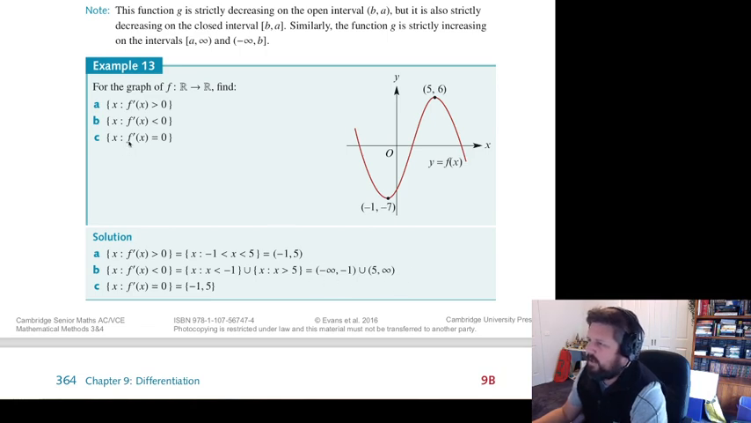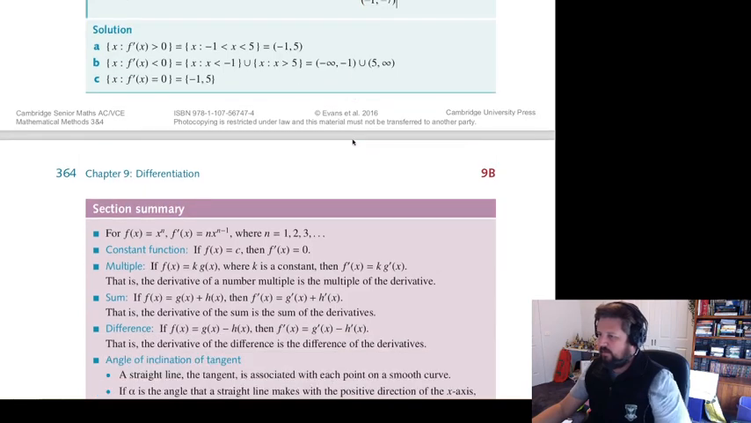Last but not least, it's saying, when is the derivative equal to 0? Basically, you're looking for stationary points where it's changing direction. Obviously, it's changing direction down here at the minimum, so it's happening at -1, and it's also changing direction here at the stationary point at 5. So a little bit of information there.